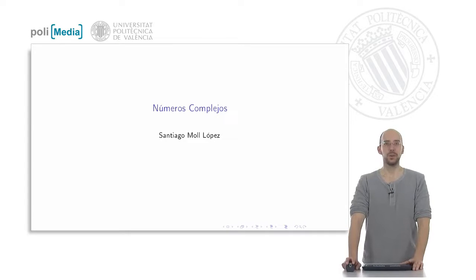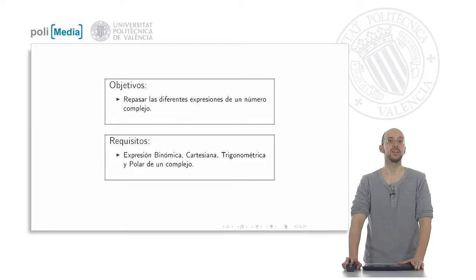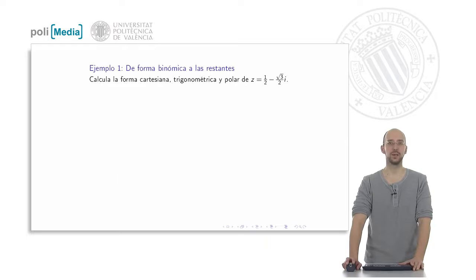Hello, welcome to a new unit on complex numbers. In this unit, we are simply going to go over the different ways to express a complex number. The requirements would simply be to know the formulas for a binomial, Cartesian, trigonometric, and polar form of a complex number. Suppose we have the complex number 1/2 minus root of 3 divided by 2i.